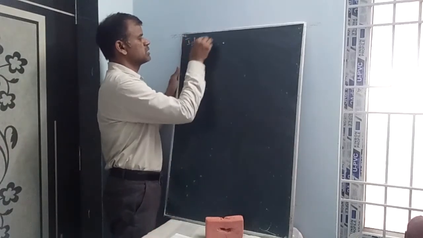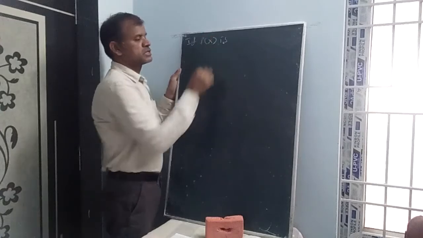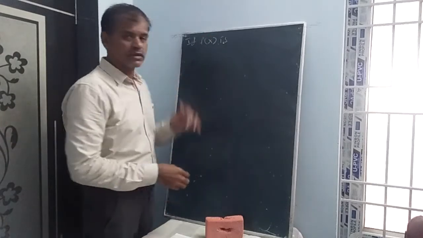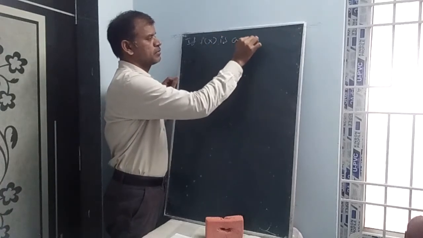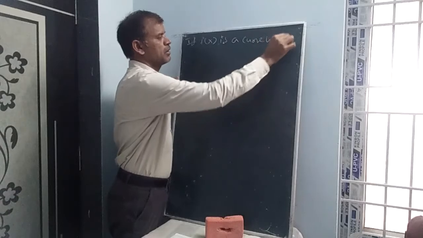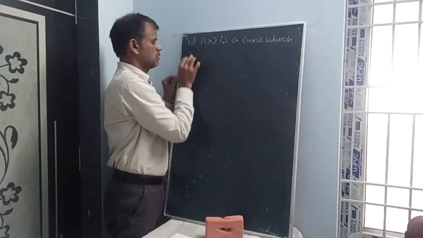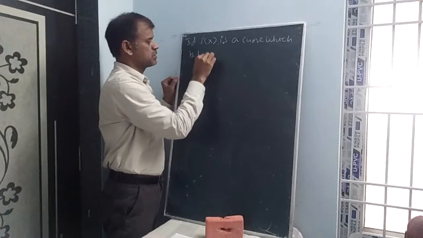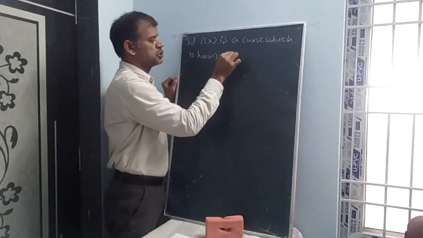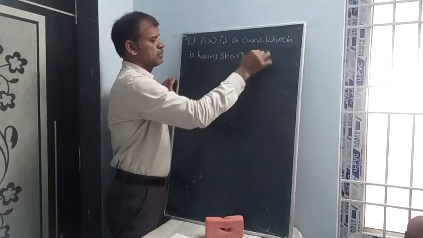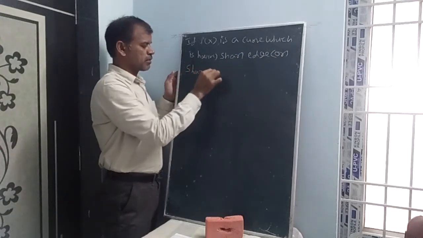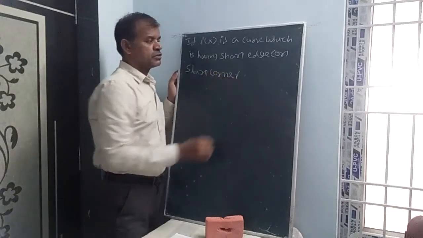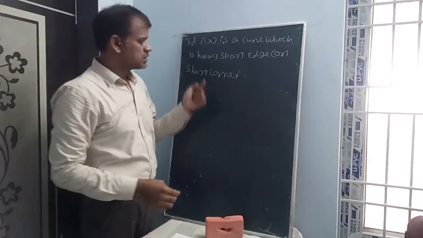Next point, let us discuss this: if f of x is any curve, this is the main point for mains and advanced also. F of x is a curve which is having a sharp edge, or some people say a sharp corner. So like a pin, it is a sharp corner.